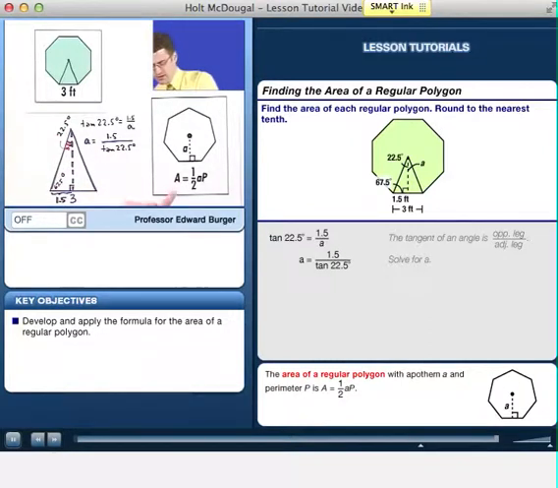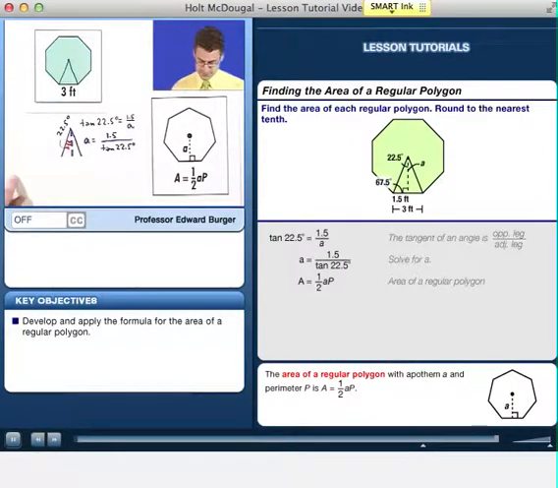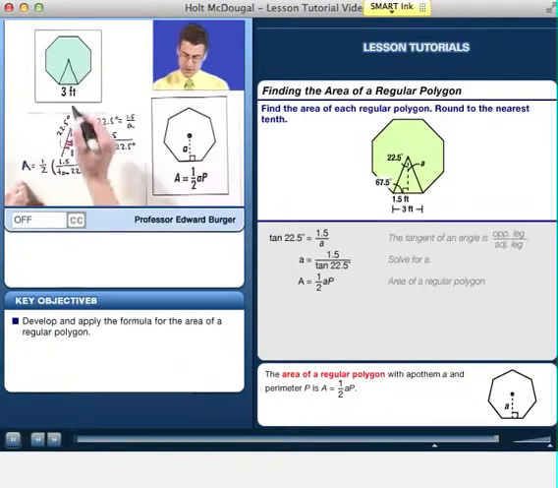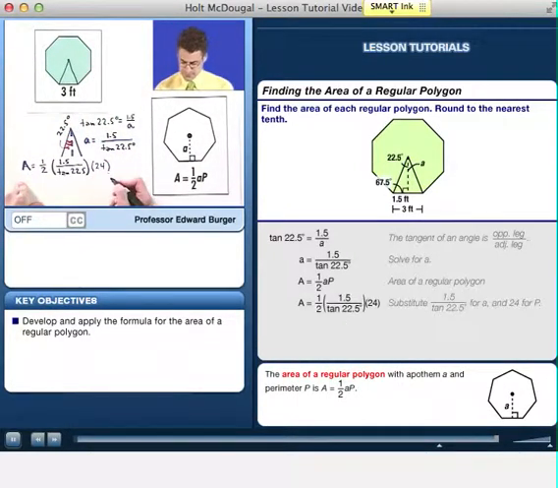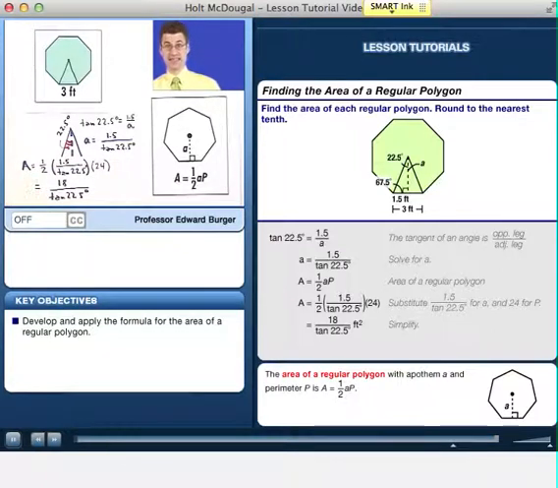Now, if you want to find the area, we just apply this formula. And we say that the area equals 1/2 this complicated number we just found, 1.5 divided by tangent of 22.5. And I multiply that by the perimeter. Well, that's going to be 3 times 8, which is going to be 24. All right, and if we simplify this a little bit, what we see here is if you take 1.5 multiplied by 24 and divide by 2, we see just 18. So I see 18 over tangent 22.5 degrees. So that's the exact area.